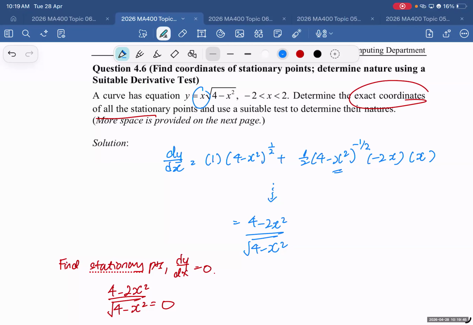Okay, for this question, just now I was asking, is it a good idea, if the question is difficult to differentiate a second time? Repeat what I said: if the derivative is difficult to differentiate a second time, it's better to do the first derivative. You feel what I say?